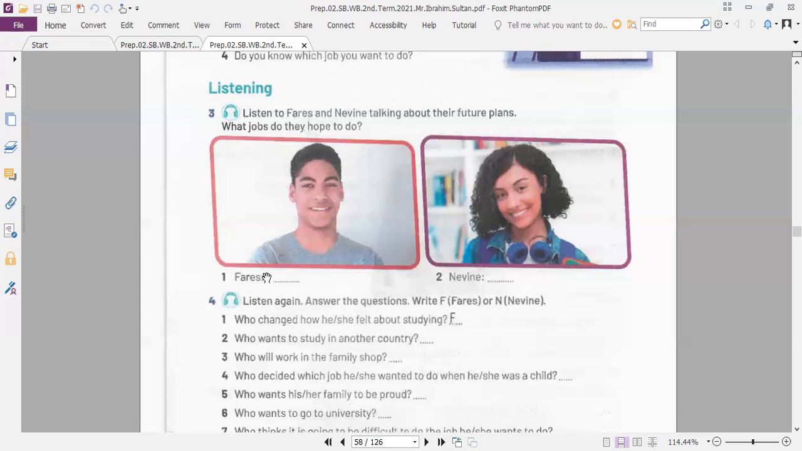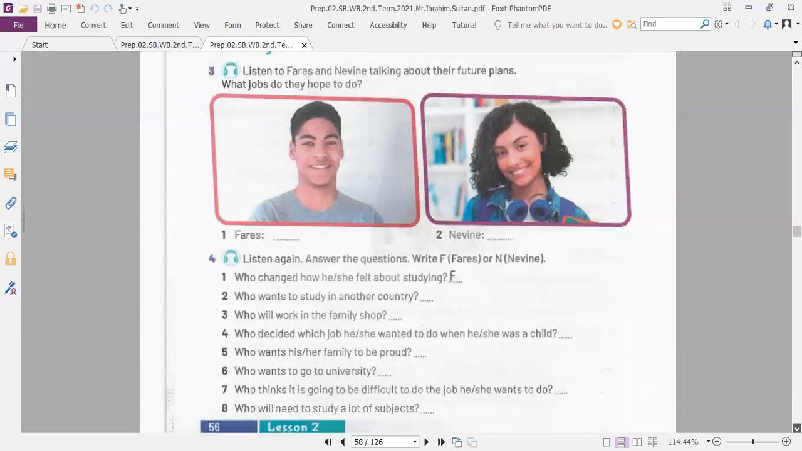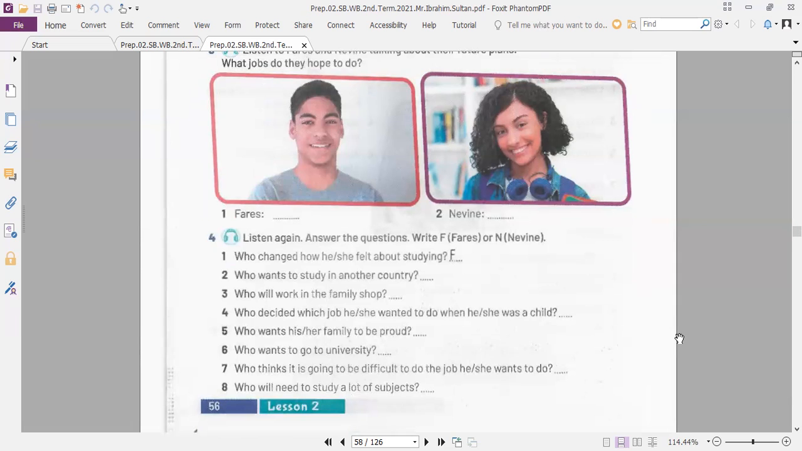Okay. Question number 1. Yes, number 1 is done for you. Who changed how he or she felt about studying? This is Faris. Who wants to study in another country? Niveen. Okay. Who will work in the family shop? Faris. Okay. Who decided which job he or she wanted to do when he or she was a child? Niveen. Okay.